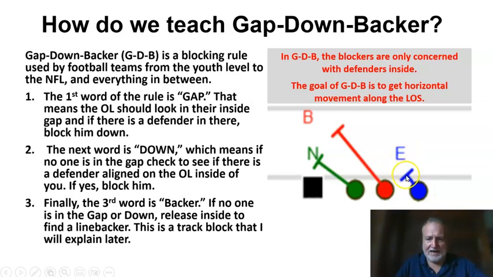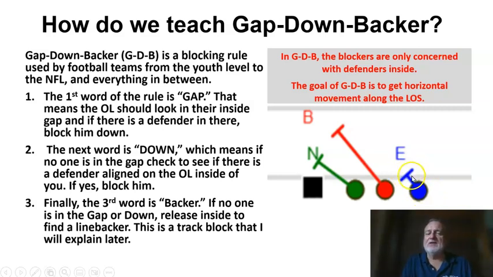And it's like the train analogy. They get on a track. Whatever's on that track, they're going to block it. They're not going to chase. They're not going to jump off in the field and go run something over. All right, so gap down backer. First word is gap. You block whatever's in your gap.